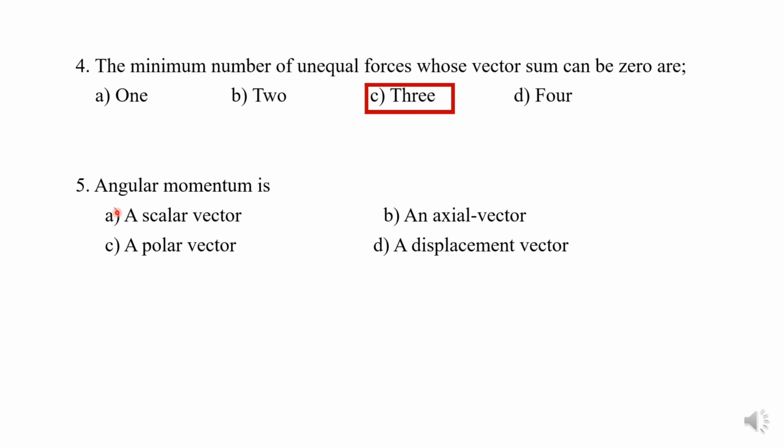MCQ number 5 stated that angular momentum is a scalar vector, an axial vector, a polar vector, a displacement vector. So the correct option is an axial vector.